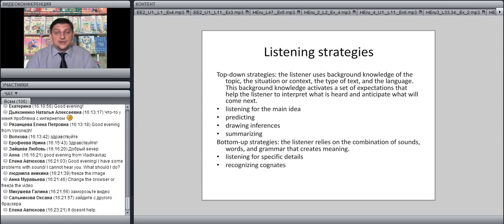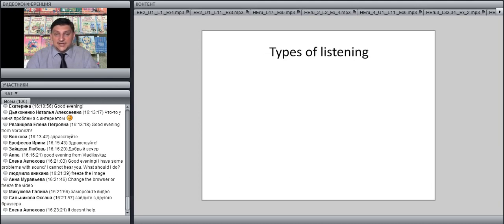You learn to recognize cognates, which are words which have similar pronunciation and similar meaning in different languages. You learn to recognize word order patterns, and so on. And therefore, there are different types of listening. I know that most of you know it very well. That's why I'm not going to focus on that for too long. I will just name them.